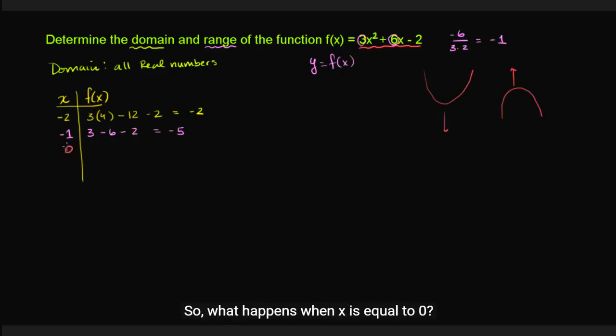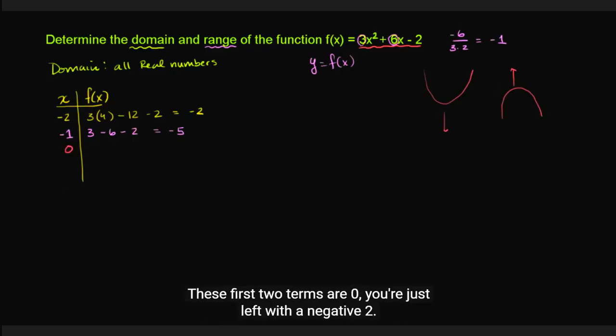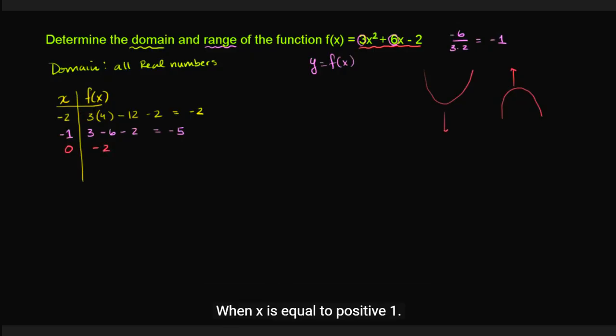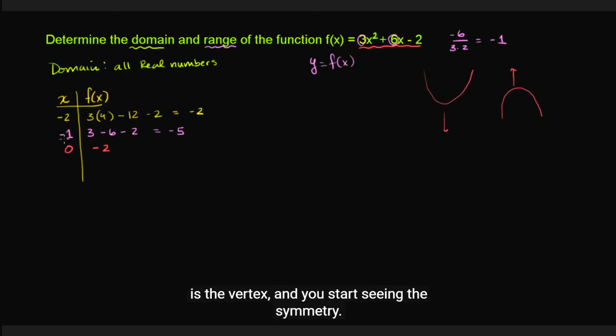So what happens when x is equal to 0? These first two terms are 0. You're just left with a negative 2. And this is where you can see that this is the vertex, and you start seeing the symmetry. If you go 1 above the vertex, f of x is equal to negative 2. If you go 1 x value below the x value of the vertex, f of x is equal to negative 2 again.